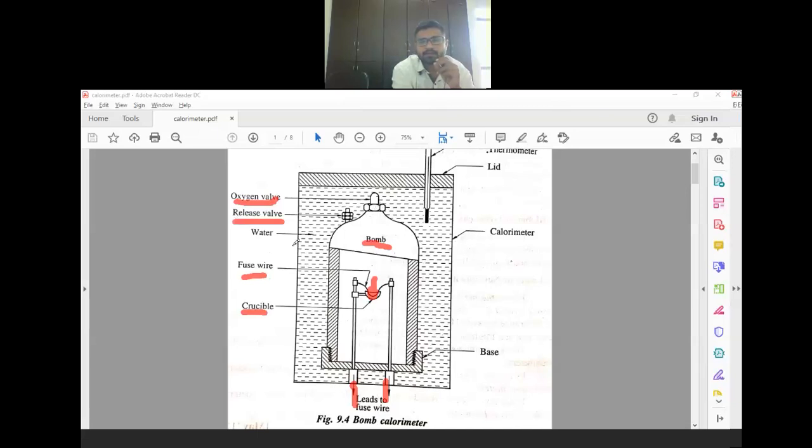Then after combustion, you have to remove the flue gas. This flue gas is removed generally from this valve. This tank is surrounded by water. Now this water also should be insulated. Here insulation is not shown, but this also should be insulated. And here we have a thermometer to measure the temperature of that water.